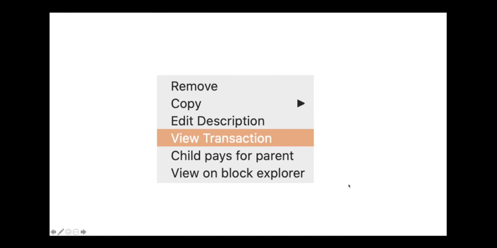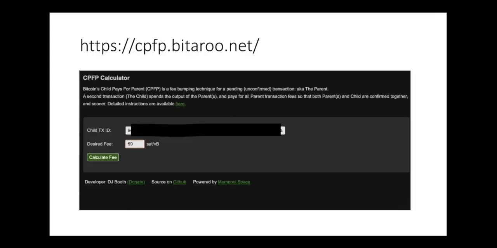Every wallet will be different, but for Electrum, you can see the transaction that was just made. You can right click it and this menu pops up, and then you click view transaction. And then from there you can copy the transaction ID. Then go to the calculator, the web address is at the top. You paste the transaction ID in the first window and set the fee at the one that you wanted from the beginning. For me it was 59 sats per byte. And then you click calculate fee.